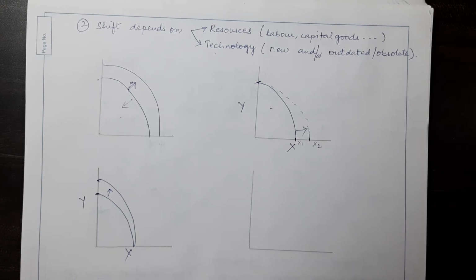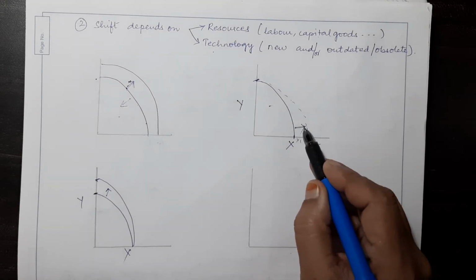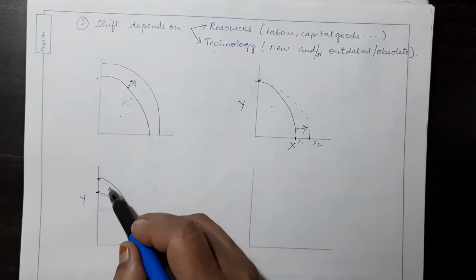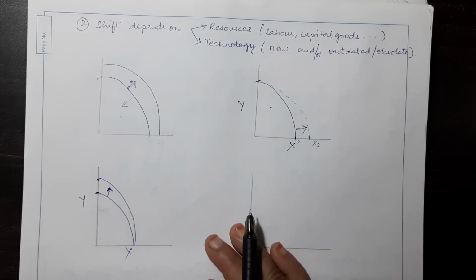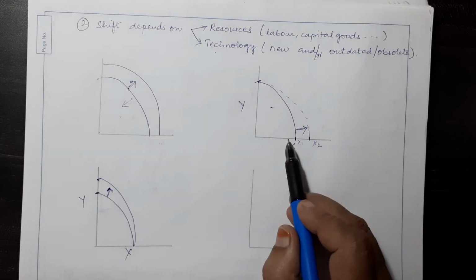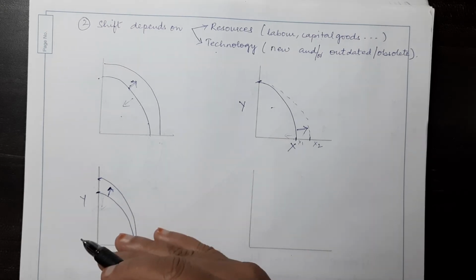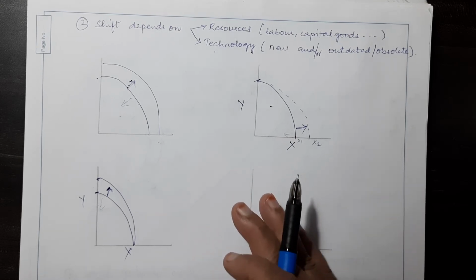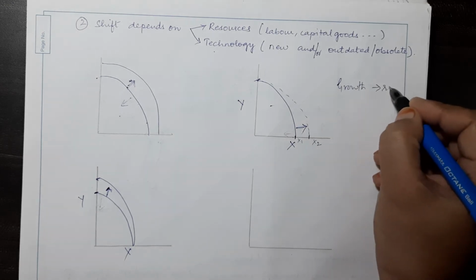Okay. Now, in case the technology increases for X, it is going to move out like this. If the technology improves only for the production of Y, also it will move upward like this. The reverse will happen if the technology for X or Y reduces. If it reduces, it will move inside. If it reduces, it will move downward. That means leftward. So always remember, whenever there is an improvement, whenever there is a growth, it will move to the right. So growth means move to the right.